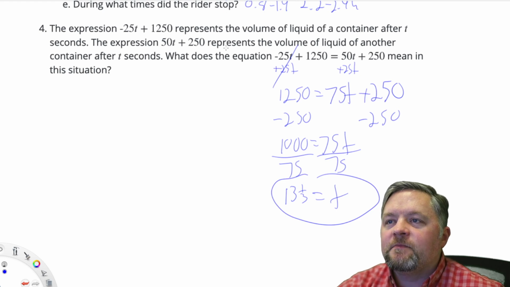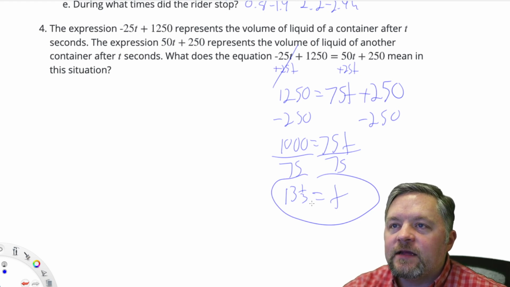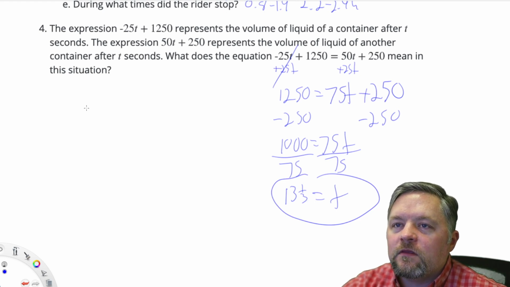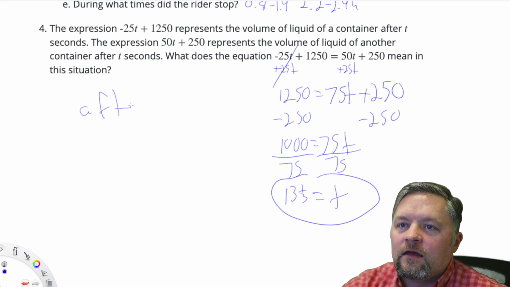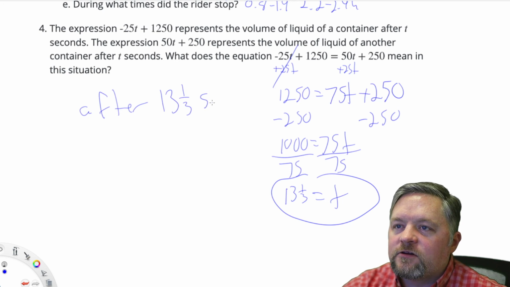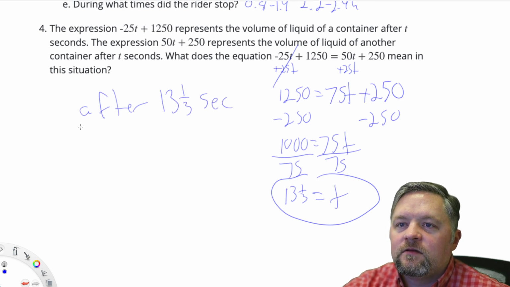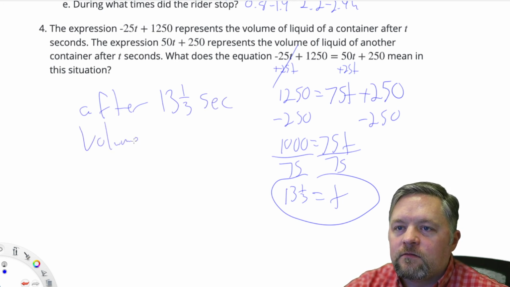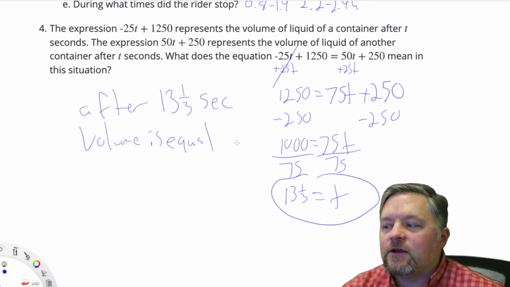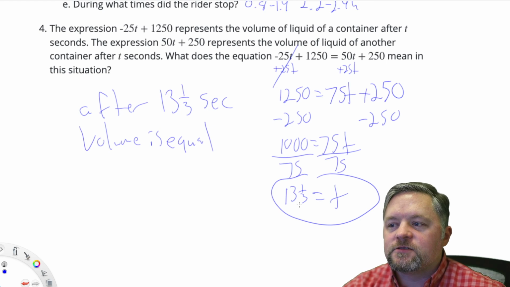So what does it mean in this situation? It means after 13 1/3 seconds, the volume is equal in both containers.